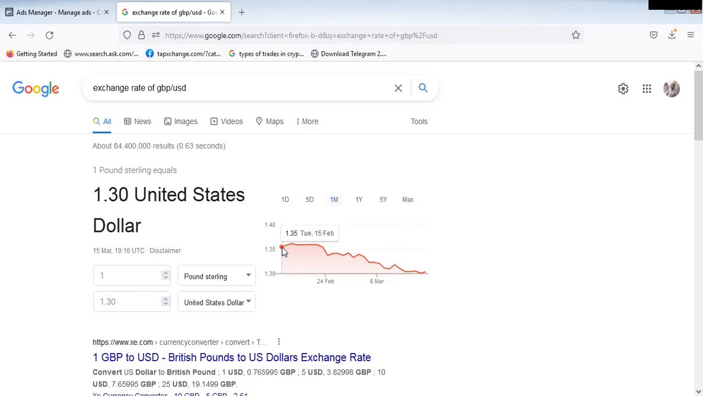But guess what? We are still profiting. You can see that this is the 13th. As at the 15th of February, the exchange rate of GBP USD was 1.35. As at today, the exchange rate is 1.30. Only God knows what the exchange rate will go into next week. But guess what? The people that are making it are still making it.